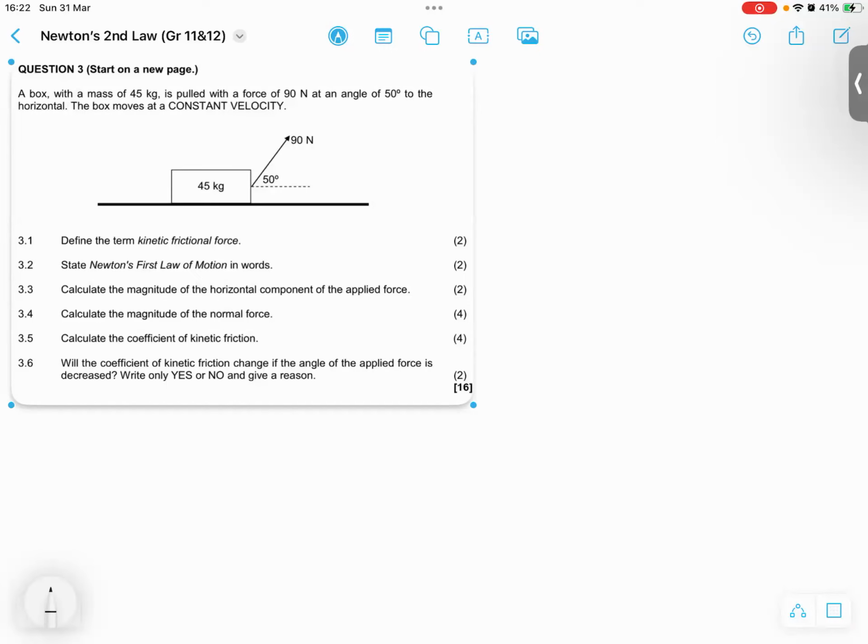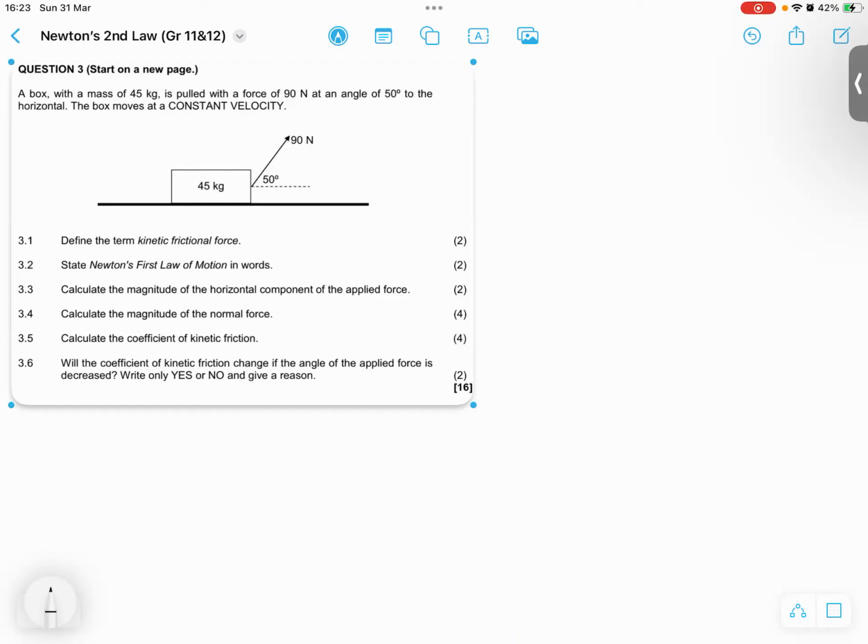Hello, everyone. I'm going to do Newton's second law, and then we're going to look at a question paper. We're going to use this question paper to see how we can make Newton's second law easy. So we have a question here. It's question 3 from one of the previous question papers.